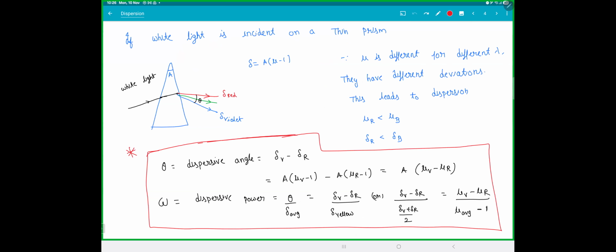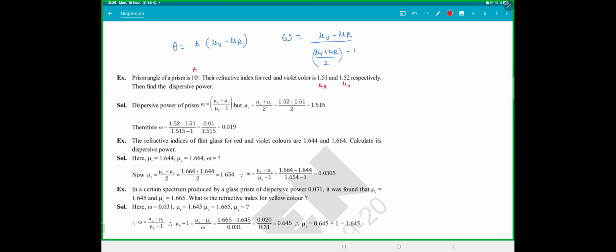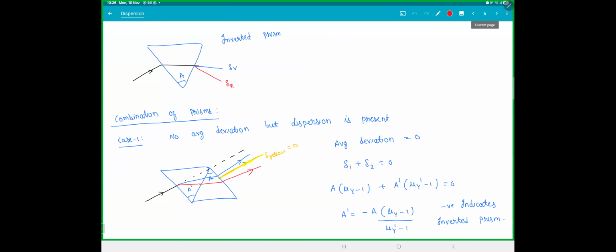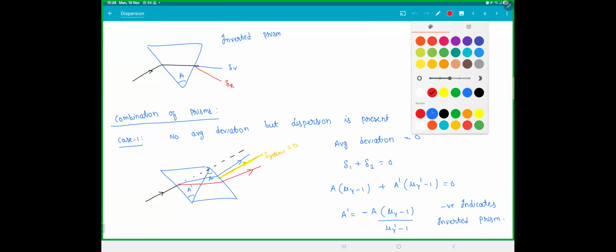Mu violet minus mu red by mu average minus 1. The refractive index of a flint glass for red and violet are given. So mu red and mu violet are given. Find the dispersive power. Same formula, dump it there. Clear with this? I know this is exhausting, so you're almost done. Next thing, what happens if you put the prism in reverse?